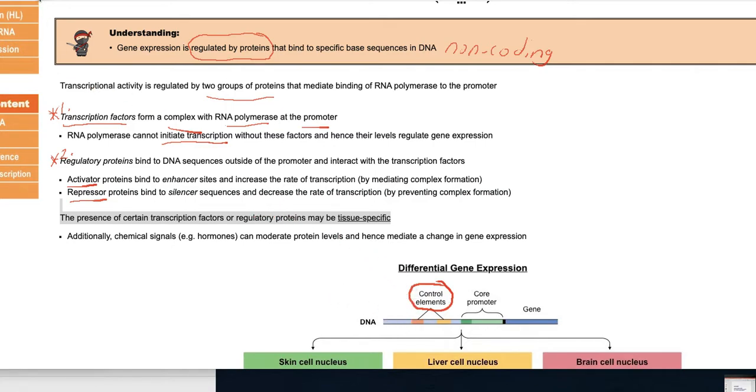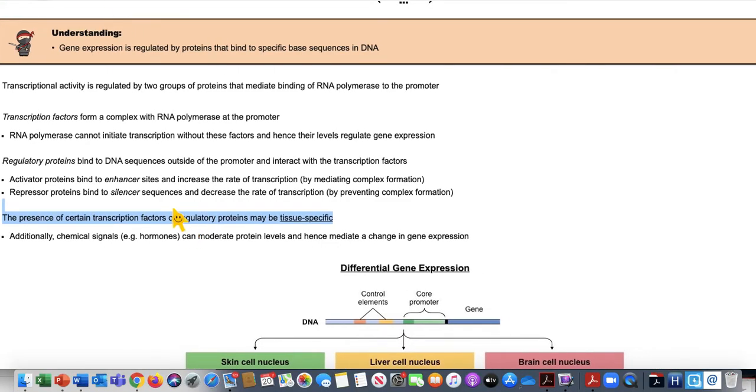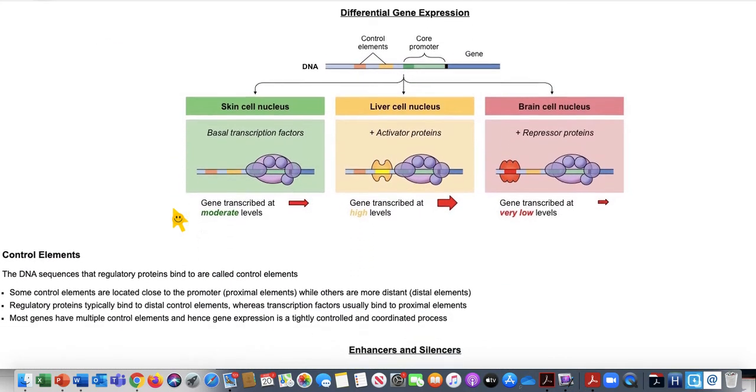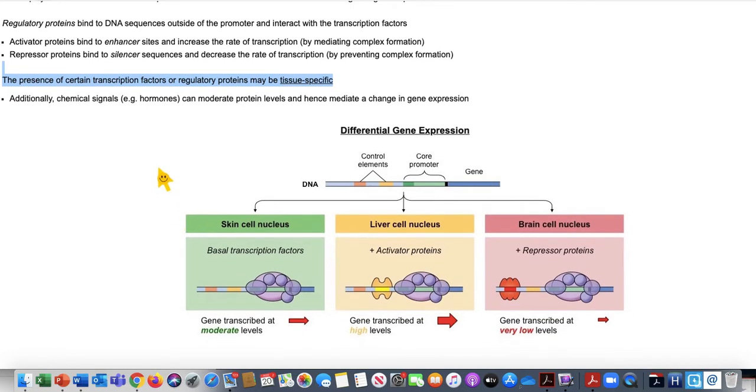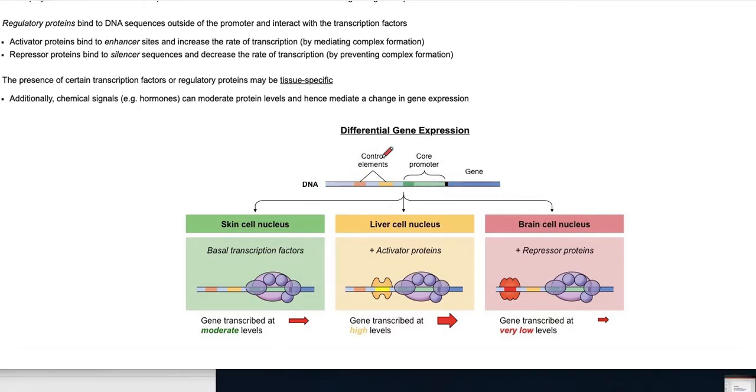Okay, so with that, let's move down to the actual picture and let's make some sense of what we're looking at. Let me move this up a little bit like so. This is called differential gene expression and how it happens. So let's look at our DNA segment here. Remember, this is the coding segment of the gene. And then right here, we have the non-coding segment. So all this is the non-coding segment. The promoter region is non-coding, and these control elements are non-coding segments.